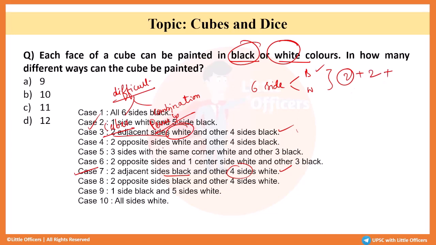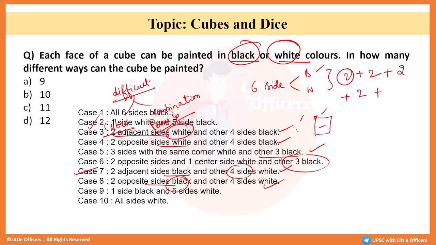Then 2 opposite sides. Earlier 2 adjacent sides, now you are going for 2 opposite sides with white and 4 sides with black. Same, 2 opposite sides with black and 4 sides with white. So this is another 2 more, plus see 3 sides at the same corner. It means the sides that meet at a corner, this one, this one, this one. So 3 sides at the same corner with white color, the remaining other 3 sides can be done with black color. Then 2 opposite sides and 1 center side with white color and the other 3 with black. So there are 2 more possibilities.